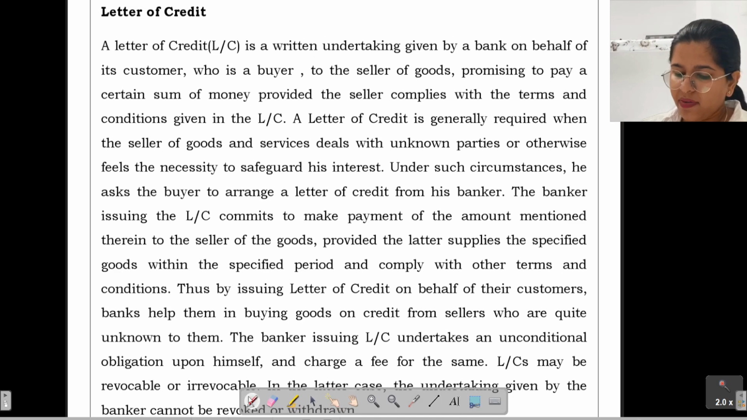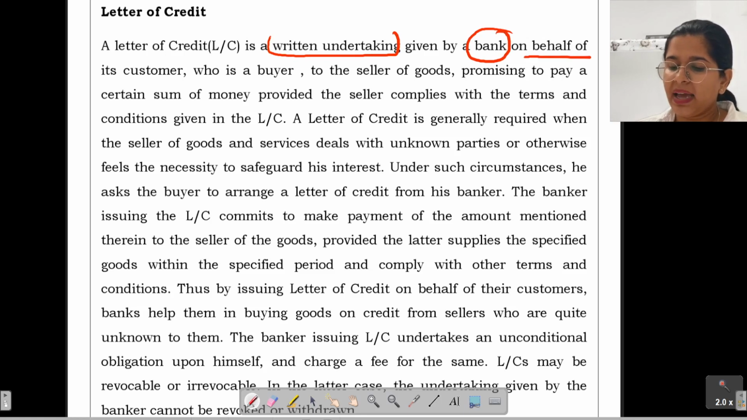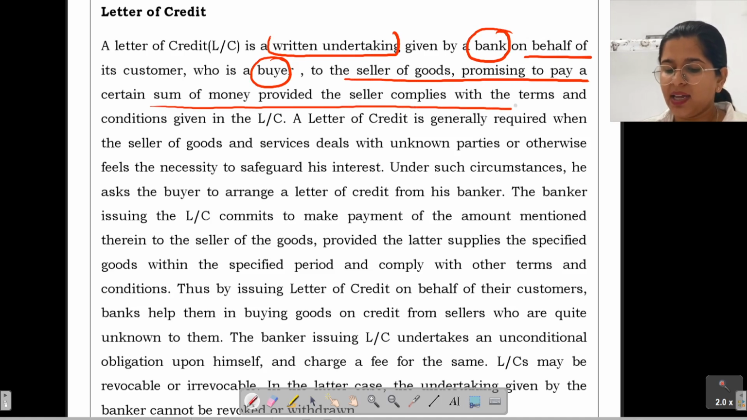See, number one, the letter of credit, what it is. So letter of credit is a written undertaking given by the bank. Who gives it? Bank gives it on behalf of its customer, who is the buyer, to the seller of goods, promising to pay a certain sum of money provided the seller is complying with the terms and conditions given in the letter of credit, right?